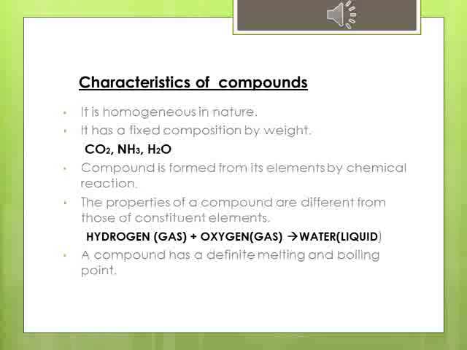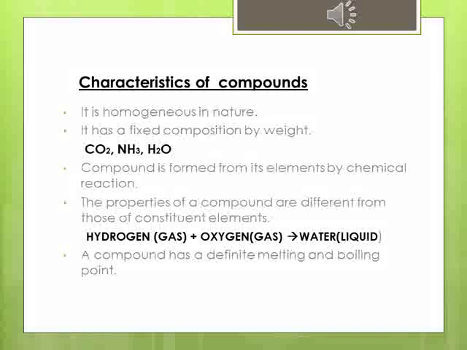Next, the properties of a compound are different from those of its constituent elements. So we can take the example of water only. Water is made up of hydrogen and oxygen. Hydrogen is a gas, oxygen is also a gas, but when you see water, it is liquid, right? So the properties of the compound water are entirely different from the properties of the elements which make up water. Then a compound has a definite melting and boiling point.